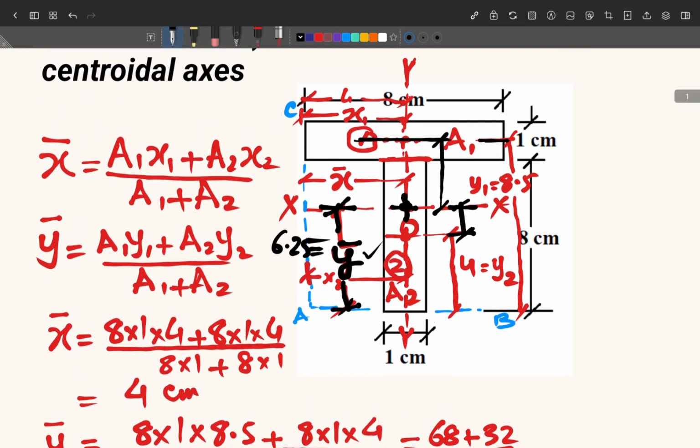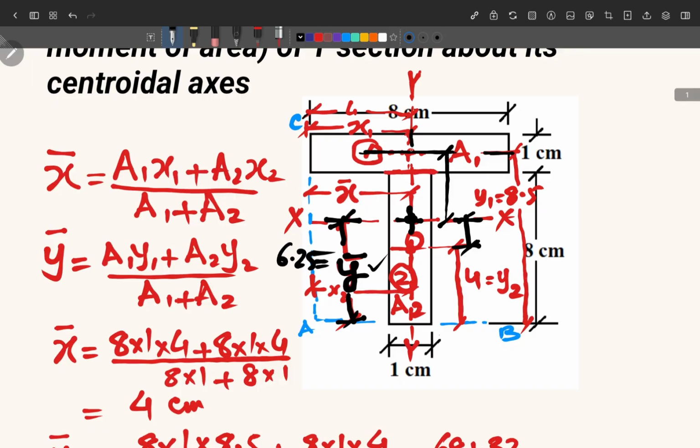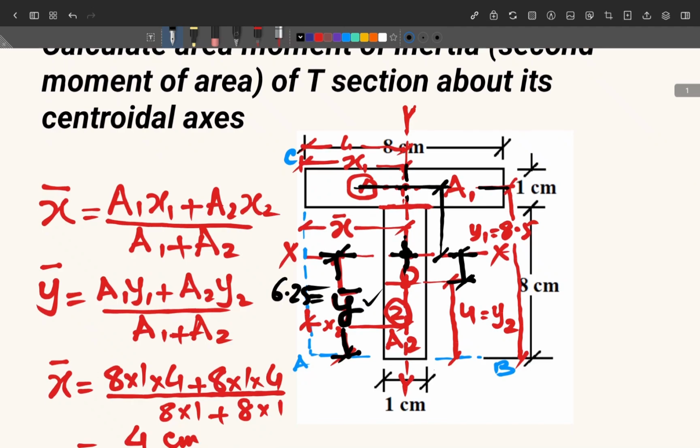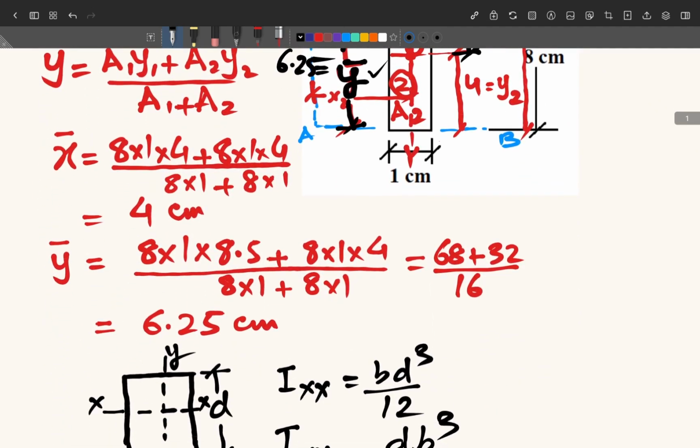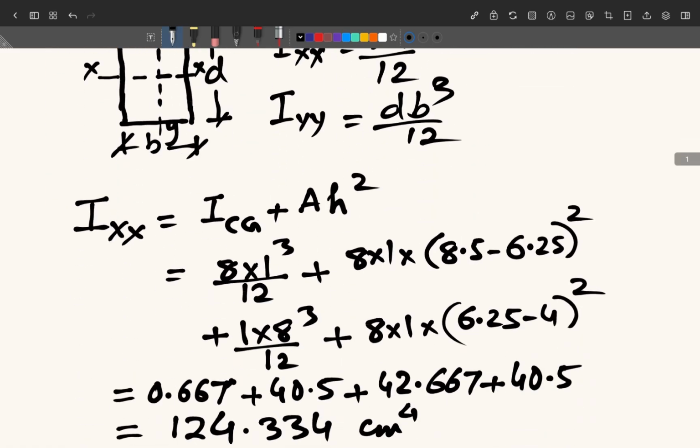Now you can see here the y-axis of the T section and the y-axis of these individual areas are coinciding. There is no difference between the y-axis of the T section and the y-axis of these rectangular areas. So in that case you can easily calculate by the same formula, which is either bd cube by 12 or db cube by 12, keeping in mind that the cube will be for that side which is perpendicular to the axis, and then the formula will be the same.